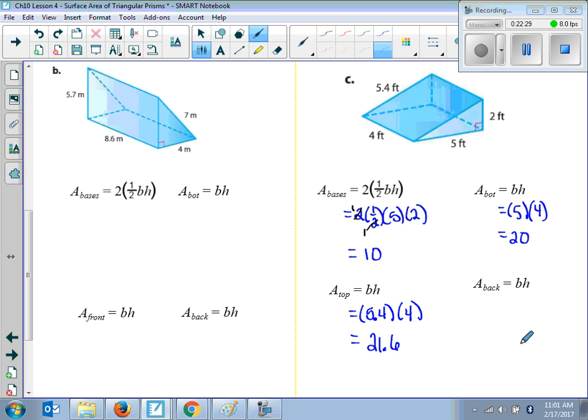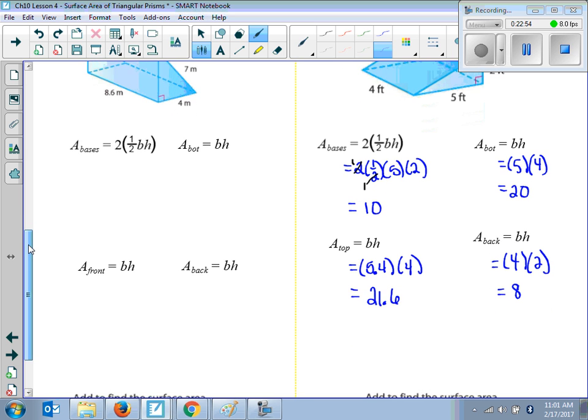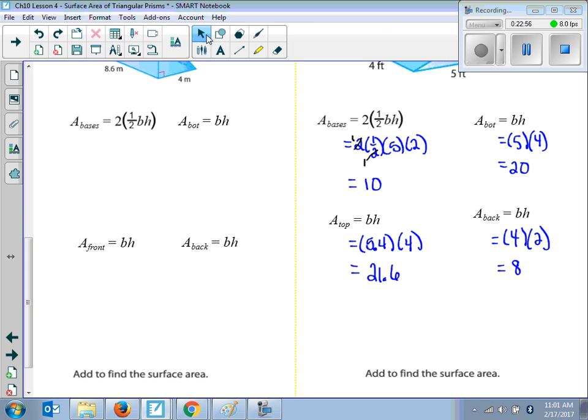All right, so now we have this back face back there, which is also a rectangle. So it's going to be base times height. So the base is 4 and the height is 2. Very good. So we have 4 times 2, and that's of course going to give me 8. 8 feet squared.